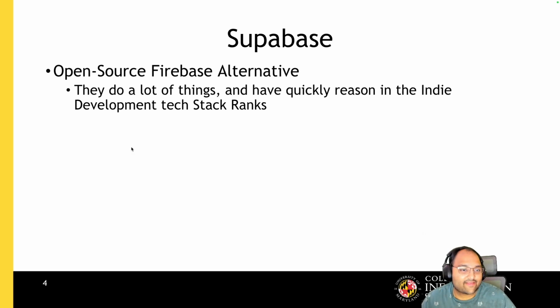So Supabase has been starting to do a lot of things, and Supabase has really risen in the indie development tech stack. It's one of the top choices for a database. They also do authentication. They do a lot of things. And it's all open source, which means it's all free, basically. Obviously, they have paid plans and stuff, but it's basically an open source alternative, so you don't have to be stuck with Firebase.